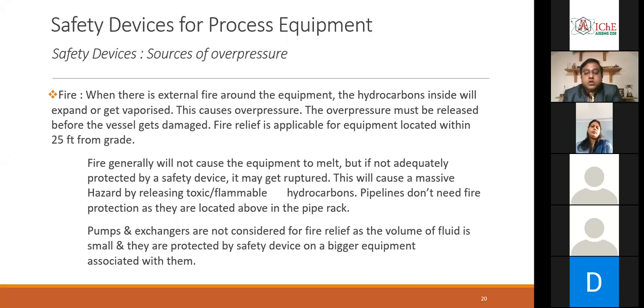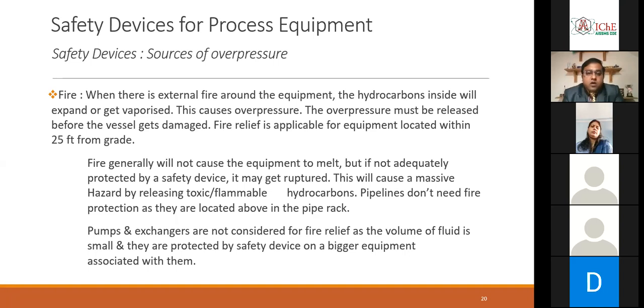So what are the sources of overpressure? One is fire. In a hydrocarbon industry, fire can happen. You are doing maintenance near a column with all the lube oil and all, and suddenly something happens and there is a fire. So external fire starts heating up the column content or equipment content, and it generates an overpressure.